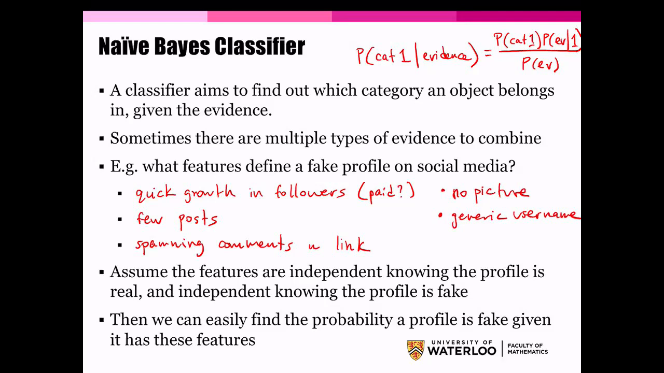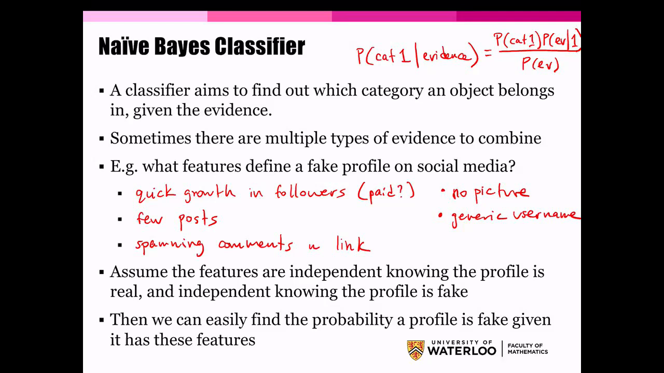So what the naive Bayes classifier does is it's a way to combine all of this evidence together. It basically assumes that these features, so having a quick growth in followers, few posts, no profile picture, generic username, and spamming links in comments, these 5 features are independent given that the profile is real. They all have a certain probability of happening independently of each other given that the profile is real. And they have a different probability of happening given that the profile is fake. Something that has a big difference in those probabilities is going to be really good evidence in one direction or another. So if real accounts are maybe 5 times more likely to have a profile picture than fake profiles, then that's a really useful piece of evidence.